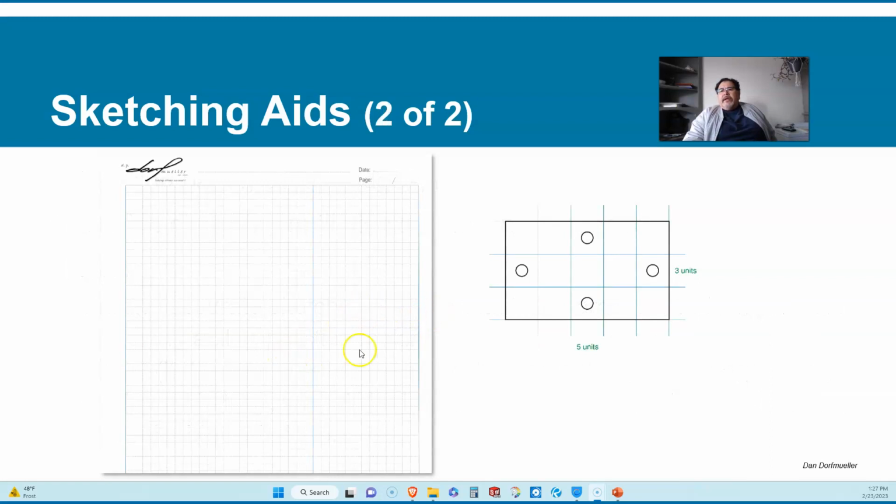Here's a tool, right? Drafting paper, or lined graph paper. You can see that you can use the lines to get spacings, and you can sketch them out. You can count the number of squares and assign a particular scale. You can draw to scale.